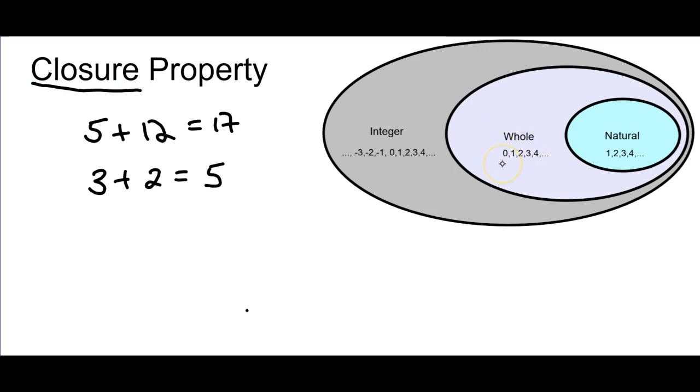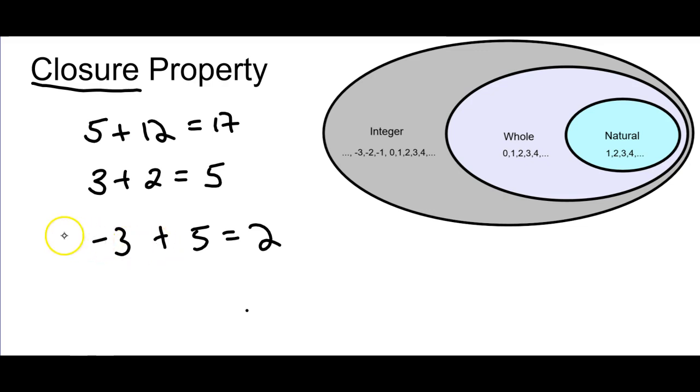Same thing with whole numbers. That's just adding 0 in here. I would still get a whole number anytime I added two whole numbers. So addition has closure on the whole numbers. Same thing with integers. If I added -3, which is an integer, plus 5, I would get 2. All three of those are integers. So it has closure on the integers.